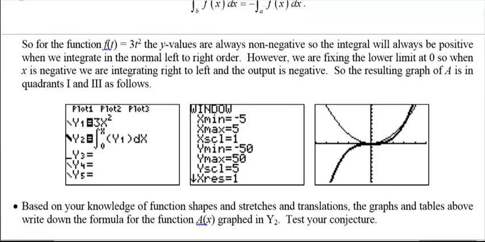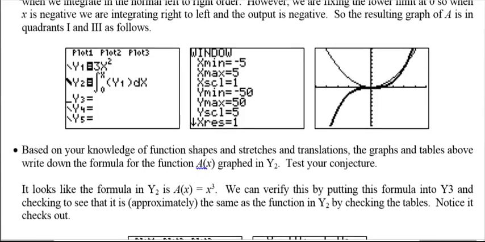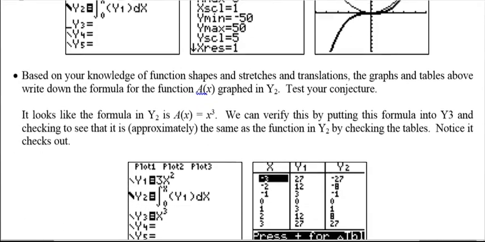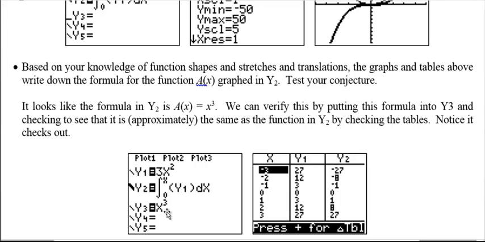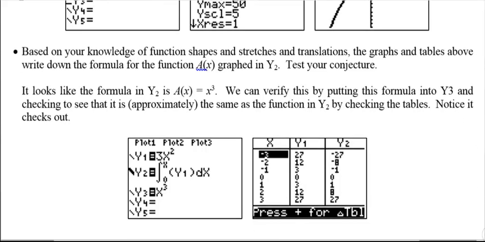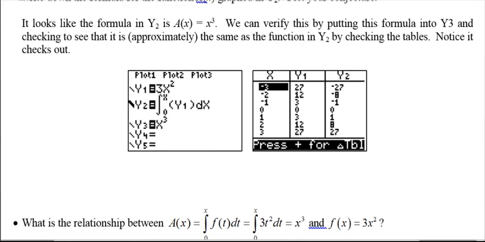Okay? Well, if you work this out, maybe you came up with y equals x cubed for a. And we could check that out by putting that in y3 and check the tables for y2 and y3 and see, sure enough, they do check out exactly. So now the next question is, what's the relationship between a of x, which turned out to be x cubed, and f of x, which was 3x squared? Having had a little calculus already, we should be able to see a nice relationship between these two things. What is it?